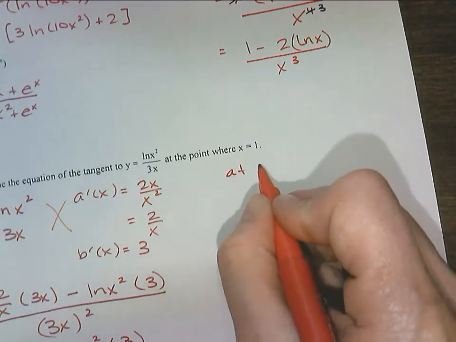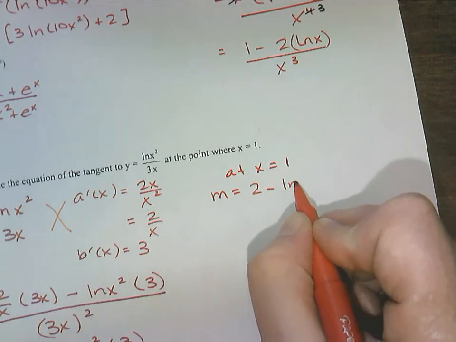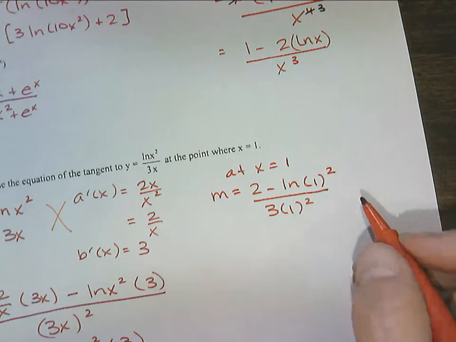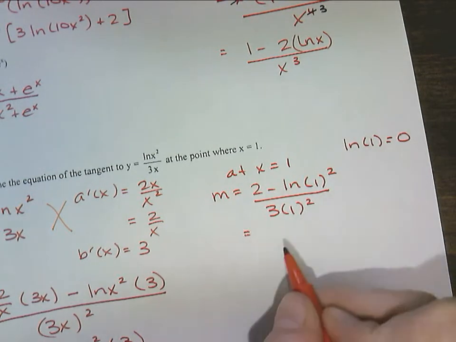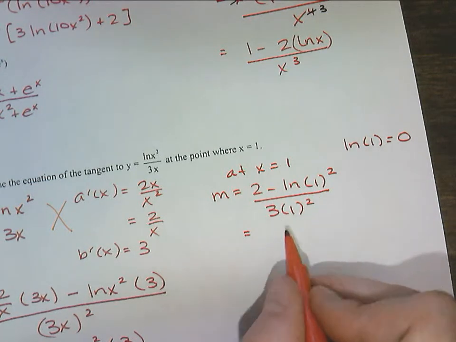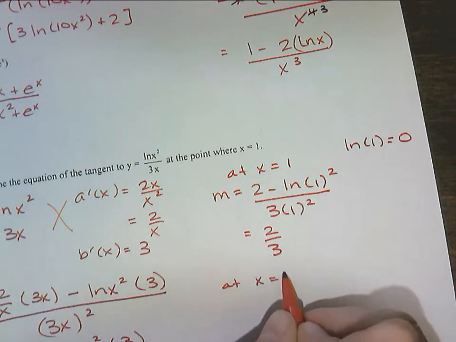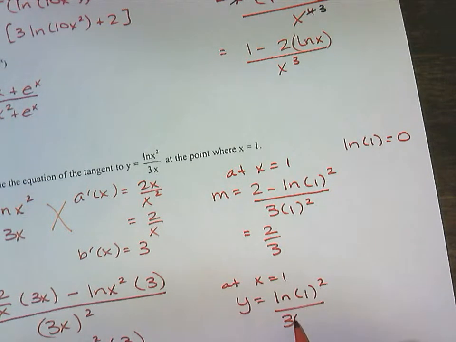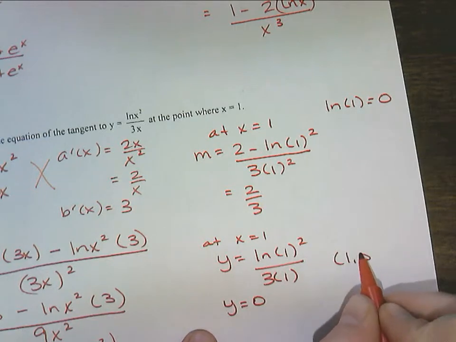So at x equals 1, the slope is equal to 2 minus ln 1 squared all over 3 times 1 squared. If you check on your calculator, ln of 1 equals 0. So this gives me 2 minus 0 over 3, or 2/3. I need the point at x equals 1, so I'm going to plug in 1 into the original function. Well, if ln of 1 is 0, this just gives me 0. So this gives me the point 1, 0.